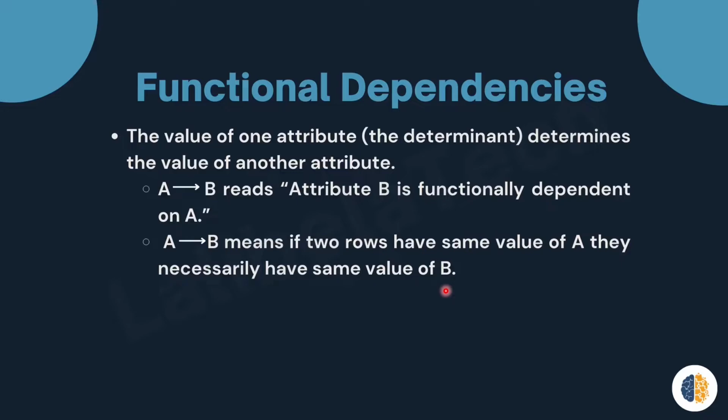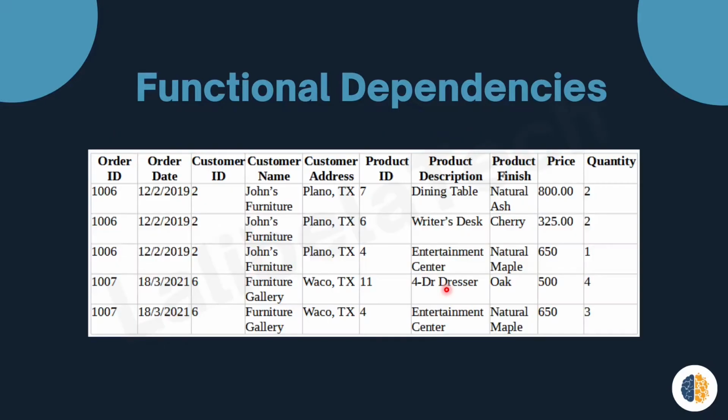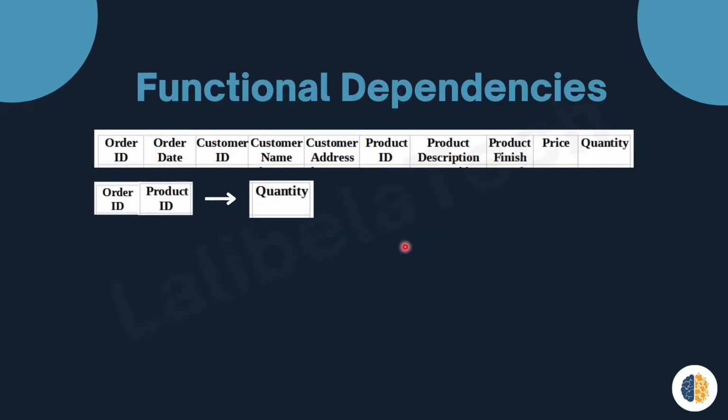Let us use the table from the first lecture. Even if there is redundant data in this table, it complies with the first requirement of second normal form. For the purpose of this discussion, let us consider the attributes of this table. The attributes are order ID, order date, customer ID, customer name, customer address, product ID, product description, product finish, price, and quantity. For the purpose of identification, let us label this one as dependency 1.